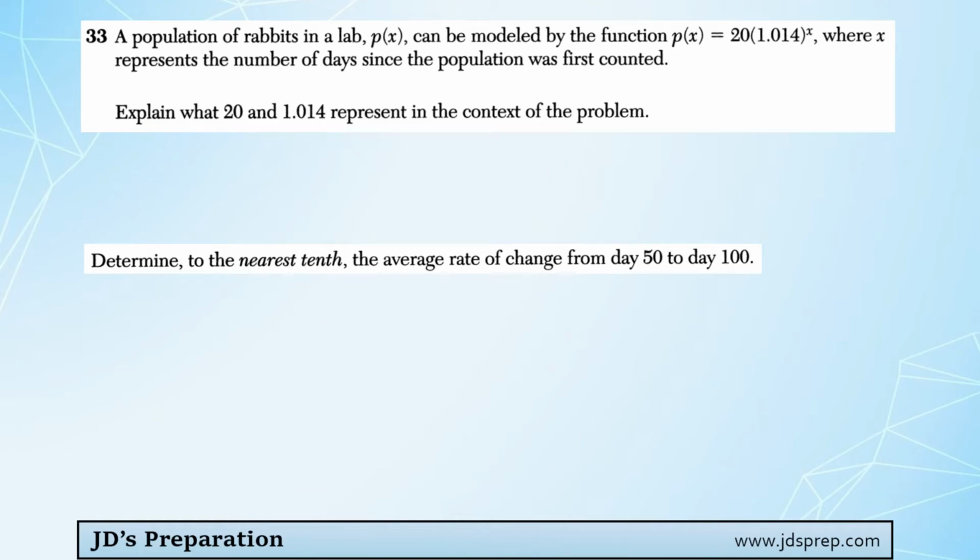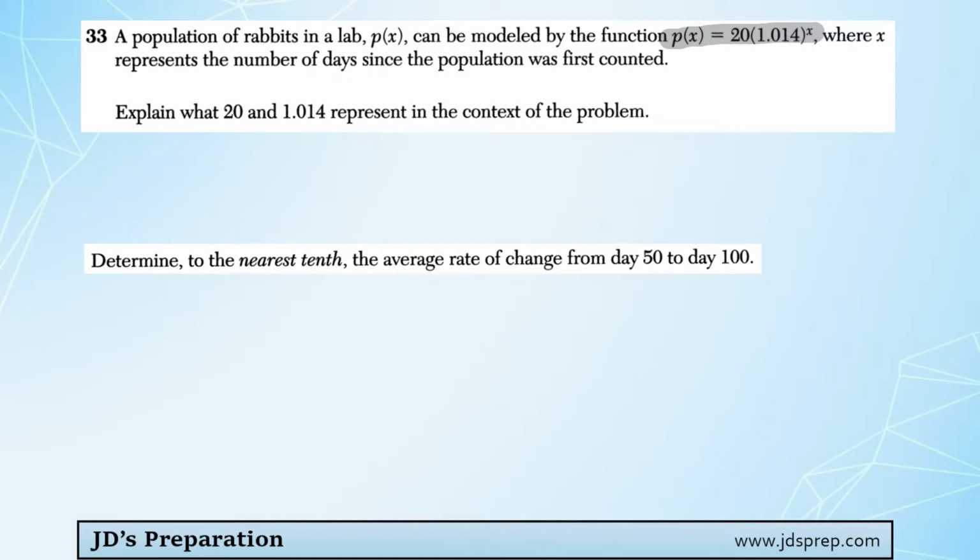In this problem, we're analyzing the population of rabbits in a lab, and we're given the function p of x equals 20 multiplied by 1.014 to the power of x. The first question is to explain what 20 and the number 1.014 represent in the context of the problem.